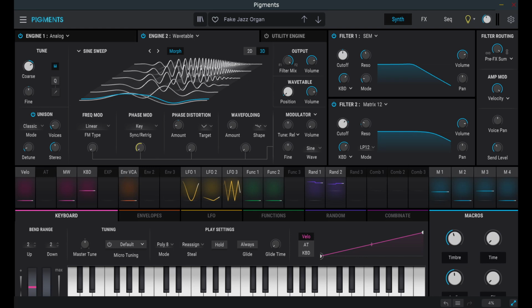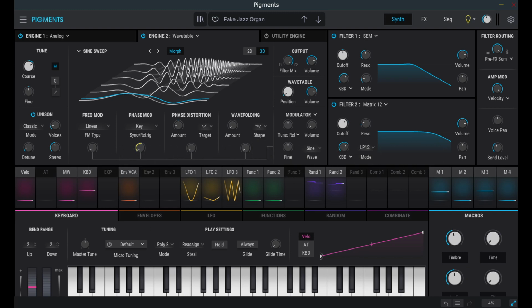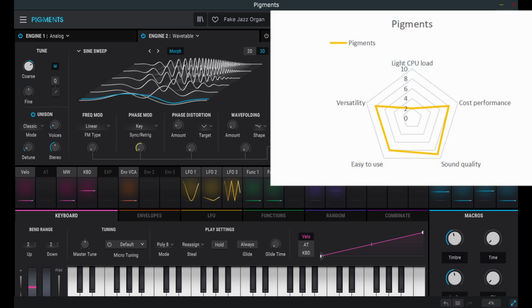5. Pigments. Pigments is not strictly a subtractive synth, because it has wavetable, sample, and additive as well. But the basic structure of it is similar to normal subtractive synthesizers, so you can use it in the same way. Pigments' modulation system is very enormous, but it is easy to understand, and you can see what is going on very apparently with its established interface.